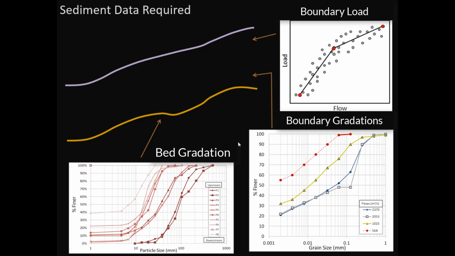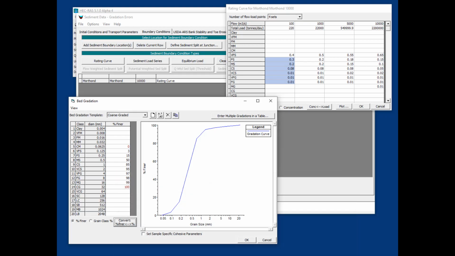Bed gradations are much more common than flux gradations, which leads to the third major blunder that I see in model gradation data. And that's that a lot of times modelers won't have these data at all. And so they'll get to this point in the model and they'll say, oh, the model is asking me for a gradation. Well, I have a gradation. I have bed gradations. And so what I could do is I could just pop those in there.